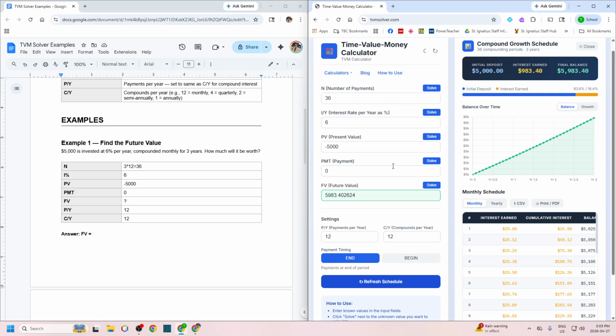In the end, this investment is going to be worth $5,983.40. On my TVM solver, I've got this little extra feature where a graph appears. It shows you how much your investment is compounding. It'll actually tell you how much interest you've earned as well, which is kind of cool. I started with $5,000. My bank account is now worth $5,983.40, and this is the amount of interest that I've earned. It's a useful little thing that I built into my version of the TVM solver.